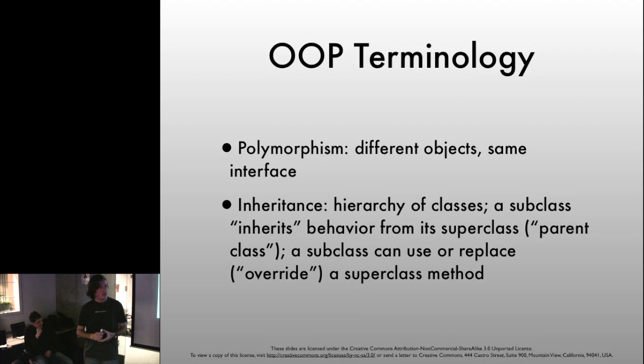Some more object-oriented terminology. Object-oriented languages often talk about the idea of polymorphism, which is different objects that have the same interface. So you can imagine if you have a drawing program, you have a bunch of different shapes in this drawing program. They all know how to be drawn. So polymorphism is the idea that as long as you have an object that you can draw, you don't really care what the object is. It's just a thing that can draw. And that's a polymorphic idea. You're more interested in what the thing can do than what it actually is.